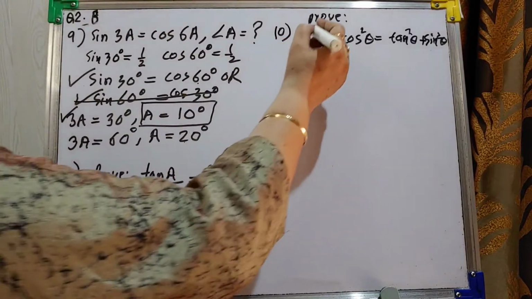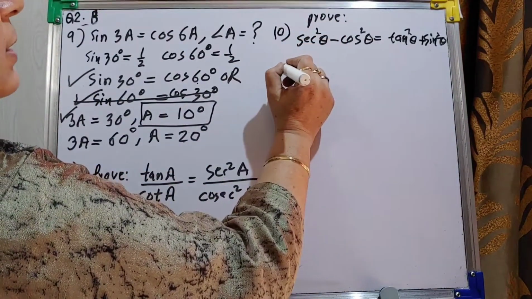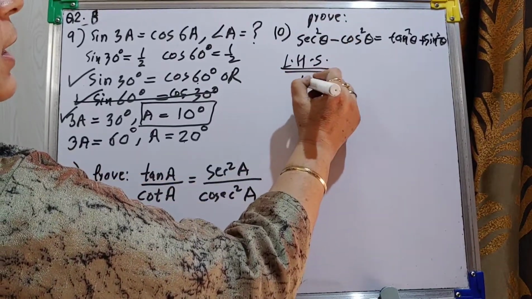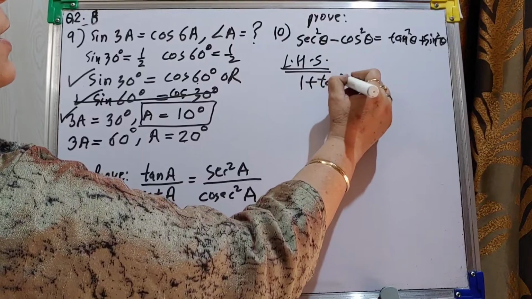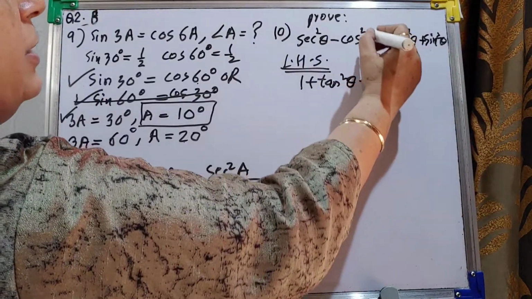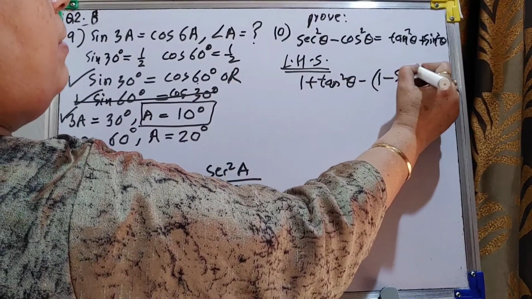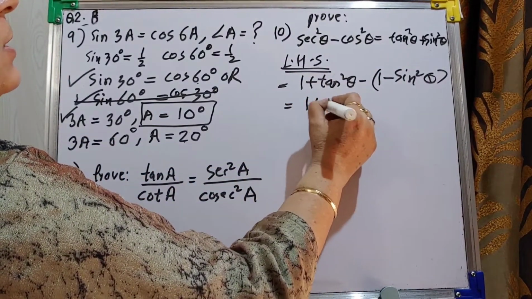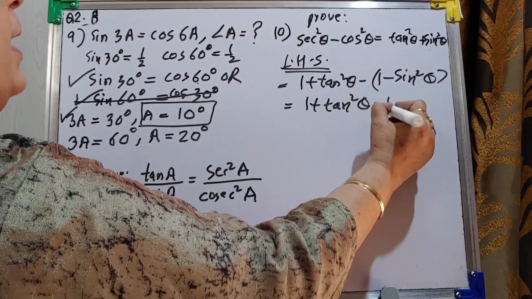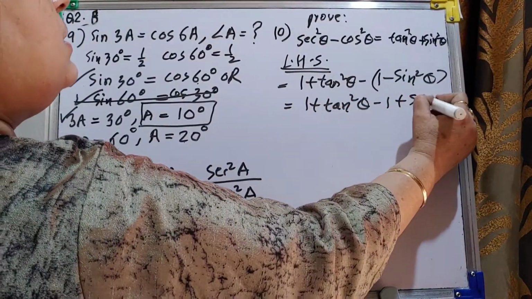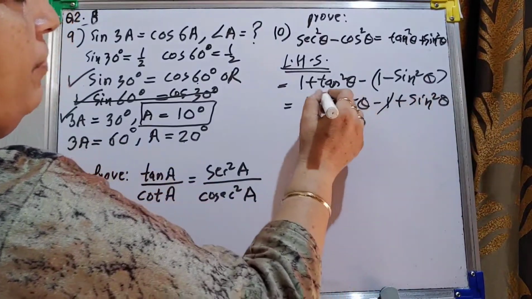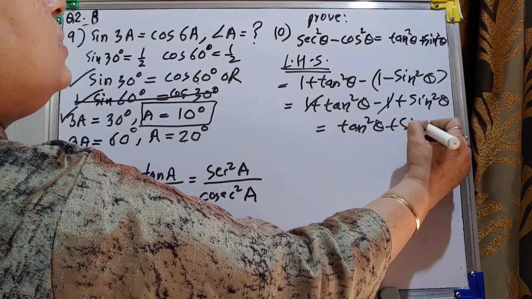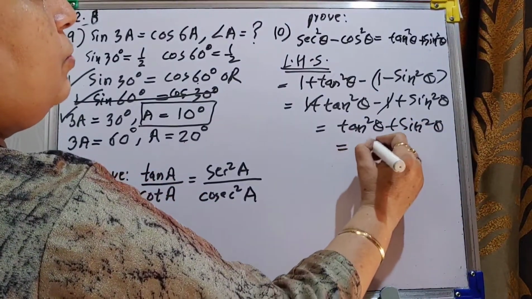Okay. Now 10th one, sec square theta. So I am taking the left hand side. Instead of sec square theta, I can write 1 plus tan square theta minus. Instead of cos square theta, I can write 1 minus sine square theta. Now 1 plus tan square theta as it is, minus 1 minus minus plus. This 1 will get cancelled. You will get tan square theta plus sine square theta, which is equals to our right hand side.